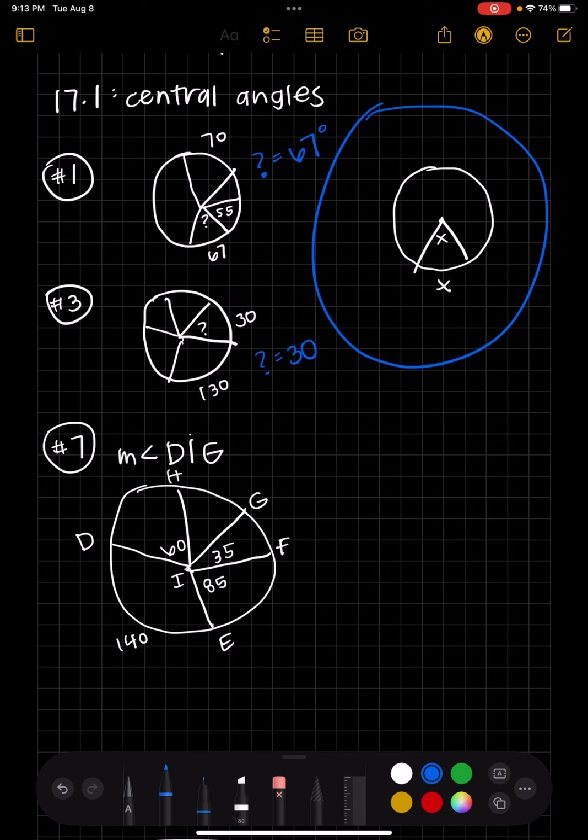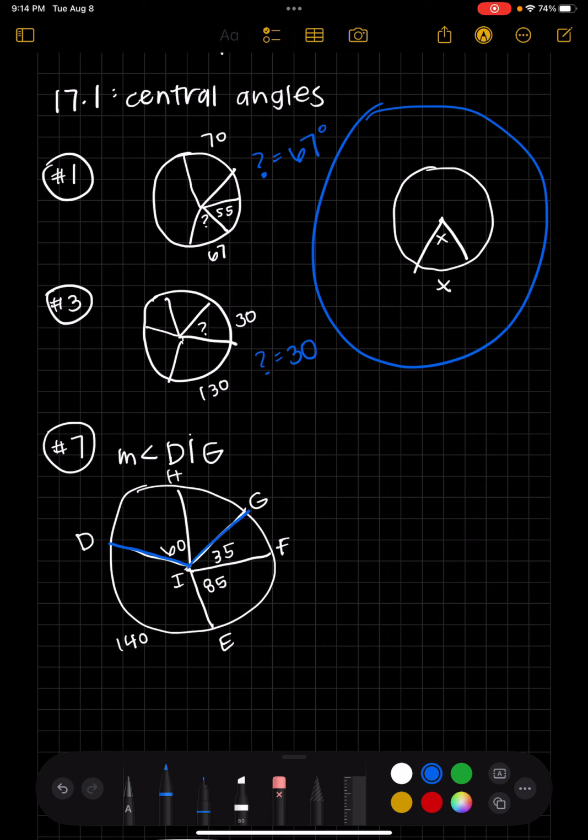Okay, and then example number 7 is asking you for the measure of DIG, which is like from D to I to G. So this is really similar to what we just did. It just takes a couple more extra steps. So I know that the portion from D to H is 60 degrees. They already told me that. But I also need to find the portion from H to G. And then what I can do to find the entire thing is just add them together.